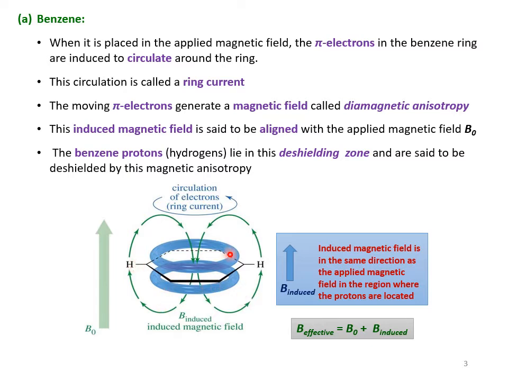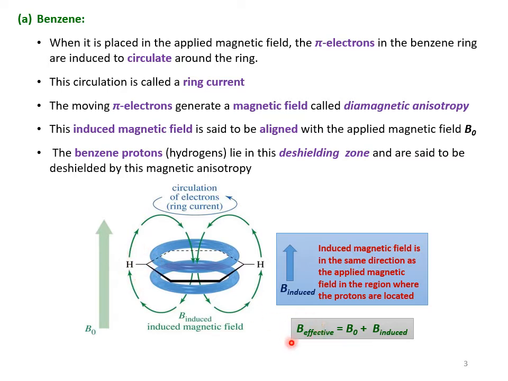So here there will be benzene protons. In this region you can see the induced magnetic field is in the same direction as the applied magnetic field. Because of this, the proton experiences a greater magnetic field, and since it experiences a greater magnetic field, it precesses at a greater precessional frequency, as a result of which it shows absorption at higher delta values.